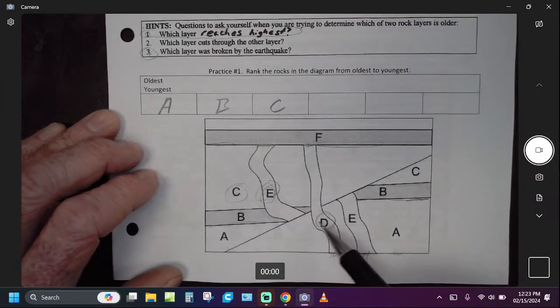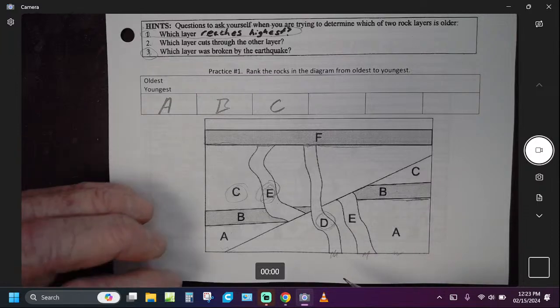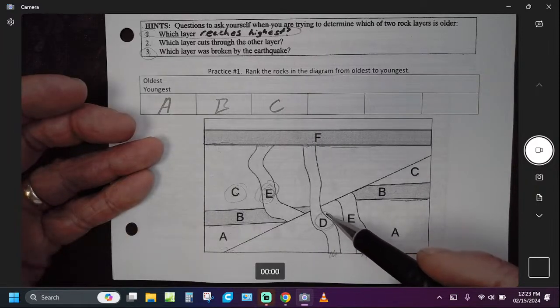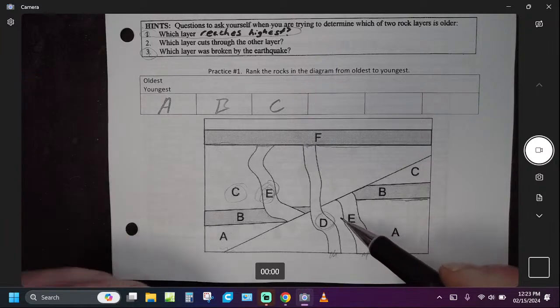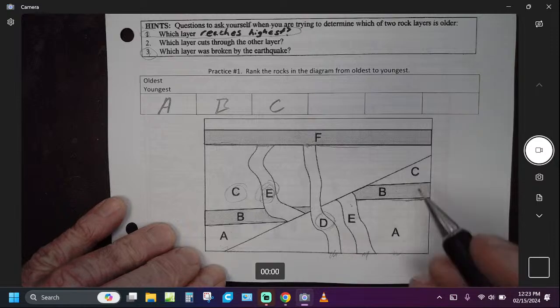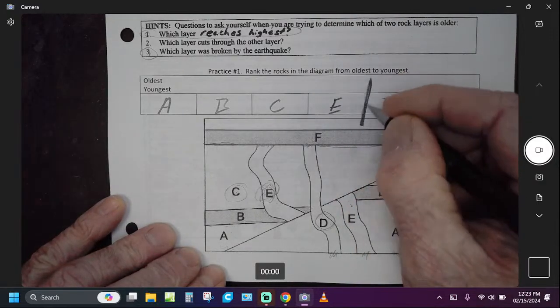Which one of these was broken by the earthquake, D or E? E. So which one came after the earthquake? D did. If it had come before the earthquake, it would be broken. So the correct order is E is the older one, then the earthquake came along, and then D. So it's like this, then D, and the quake would be there.